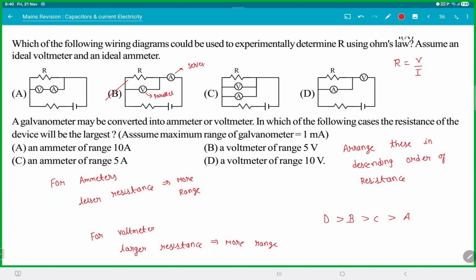That's a good one, last one. So be careful with that. So the two voltmeters will be greater than ammeters. Ammeters are smallest. Between the two ammeters, 10 is even the smallest because more range means lesser resistance.